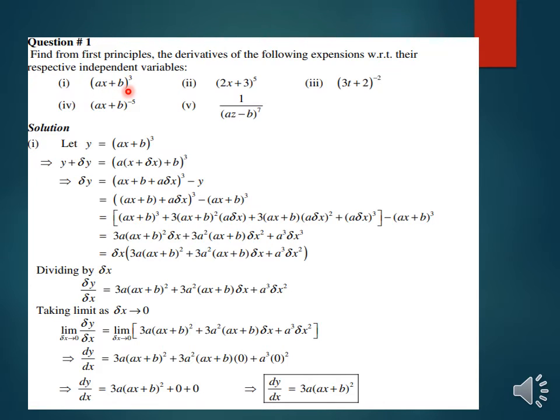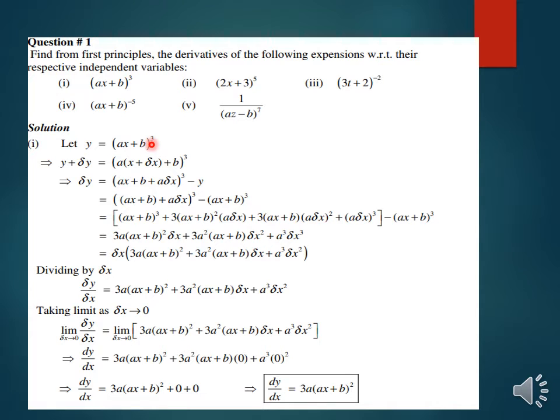In part 1 you have to find the derivative of (ax plus b) raised to the power 3, and similarly (2x plus 3) raised to the power 5, and similarly (3t plus 2) raised to the power minus 2, and similarly (x plus b) raised to the power minus 5. And in part 5, similarly, 1 upon (az minus b) raised to the power 7. So start with the solution of 1.